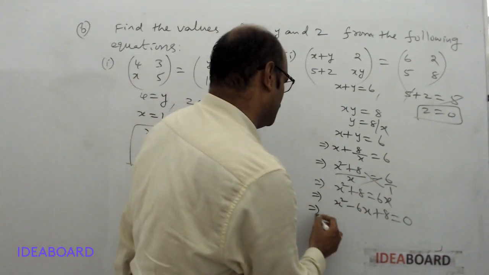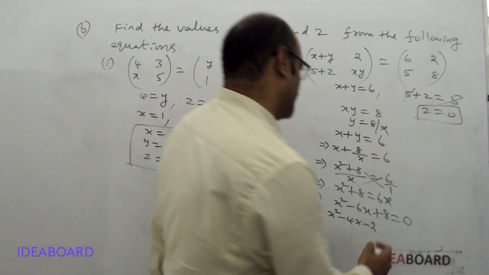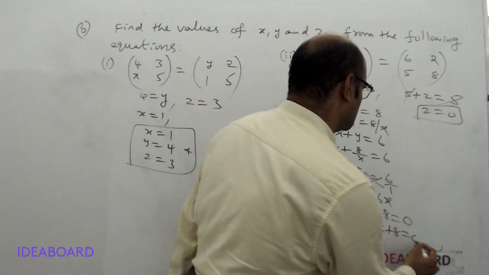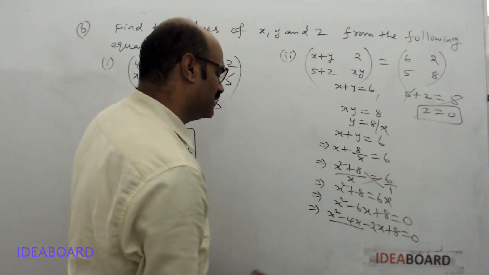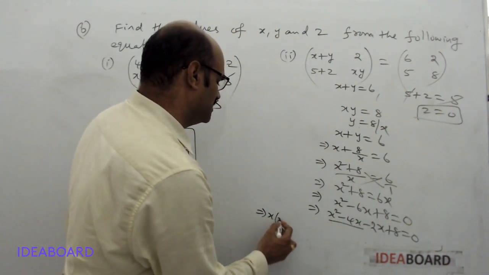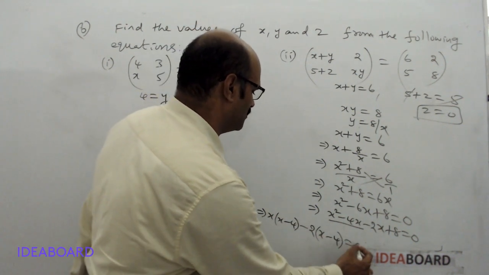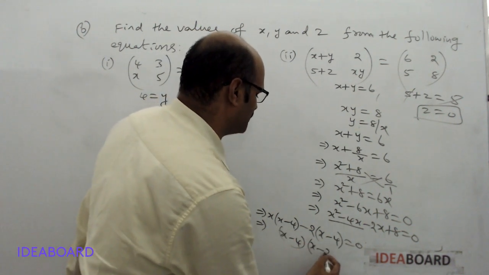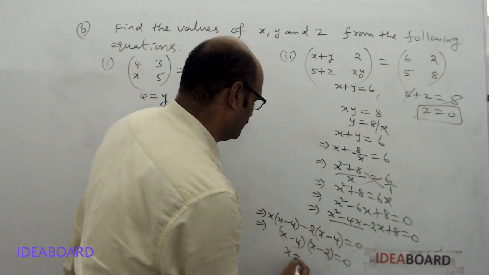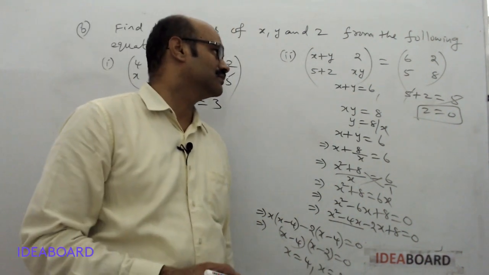Now the factors are x square minus 4x minus 2x plus 8 equal to 0. It implies take x common from this, x into x minus 4 minus 2 into x minus 4 equal to 0. X minus 4 common into x minus 2 equal to 0. Therefore x equal to 4 or x equal to 2.